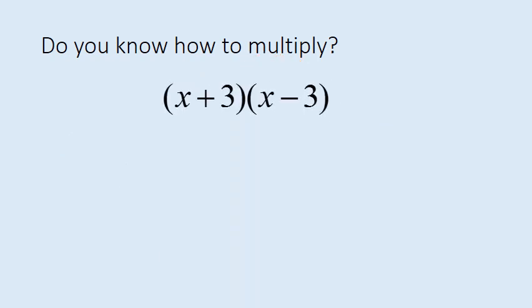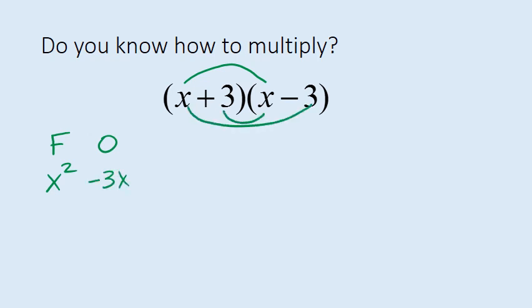Let's take a look at one more example. If I used FOIL on this one, first would give me x times x, outer would give me -3x, inner would give me 3x, and last would give me -9. If I combine like terms, -3x plus 3x cancels out, and I'm left with x squared minus 9.